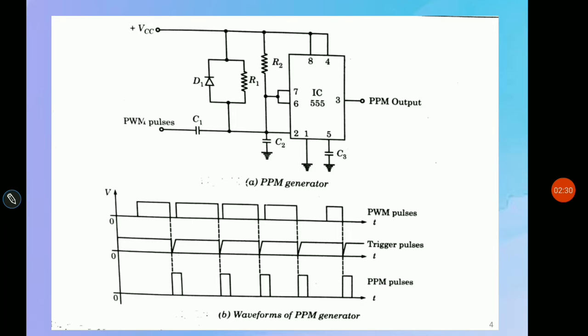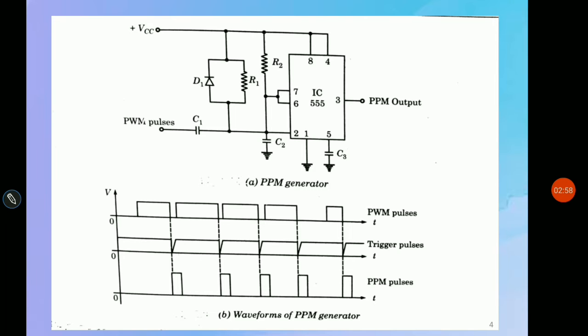In the first diagram you see the PPM generator, and in the second diagram you see the waveform of the PPM generator, that is the output. You see here that the PPM generator consists of a differentiator and a monostable multivibrator. The differentiator generates positive and negative spikes corresponding to the leading and trailing edges of the PWM waveform.